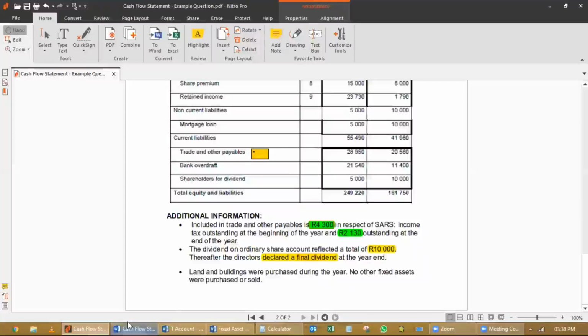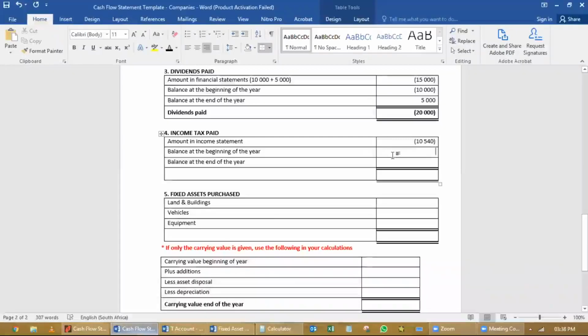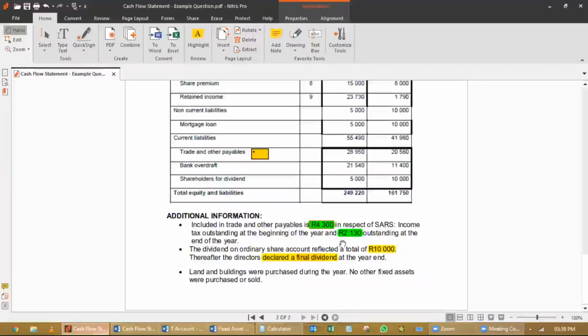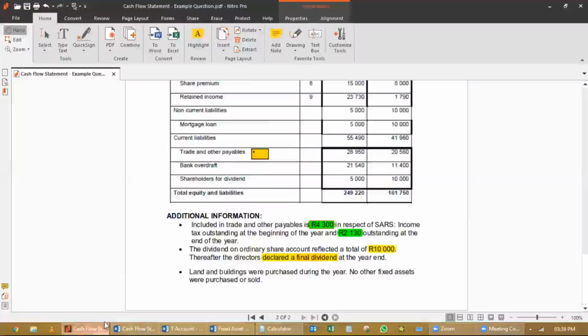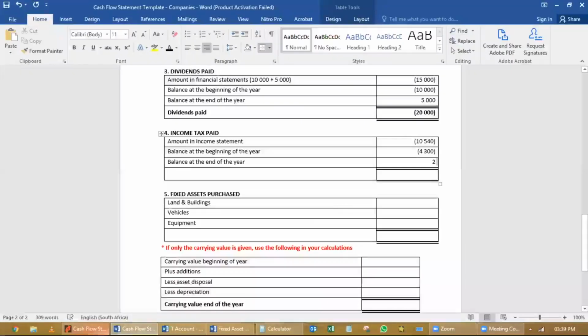Alright, so in the beginning of the year, we paid them 4,300 Rand. Alright, so we go here, at the beginning of the year, 4,300 Rand, but it goes in brackets because we've already paid them. Remember, when the year starts, we have to make a payment. Okay. And then at the end of the year, they say here, 2,130 was outstanding at the end of the year. So it means we haven't paid this yet. Alright. So this one, what was that again? 2,130. That one does not go in brackets because we haven't paid this yet.